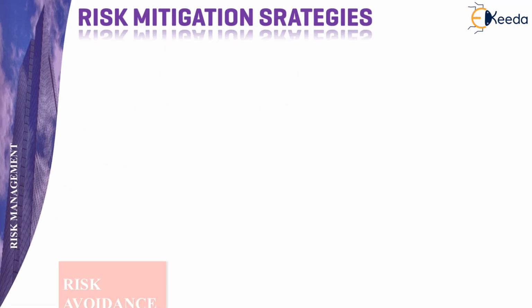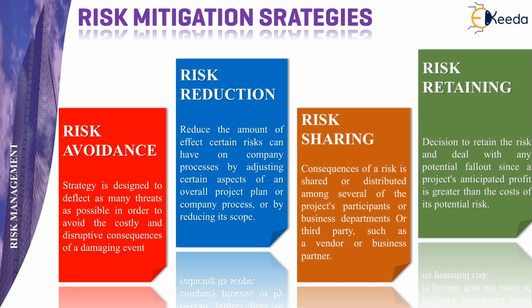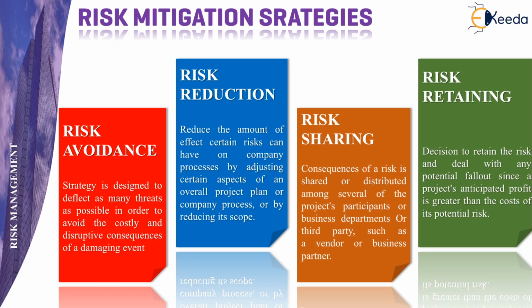Each of these mitigation strategies is explained again in brief. Risk avoidance strategy is designed to deflect as many threats as possible in order to avoid the costly and disruptive consequences of a damaging event. Risk reduction is reducing the amount of effect certain risks can have on the company processes by adjusting certain aspects of an overall project plan, project processes, or by reducing its scope.